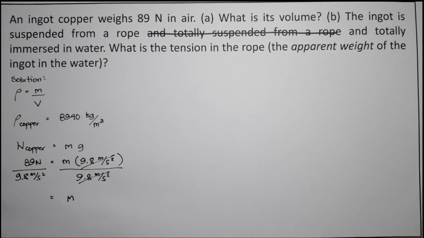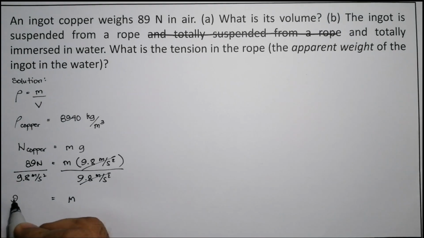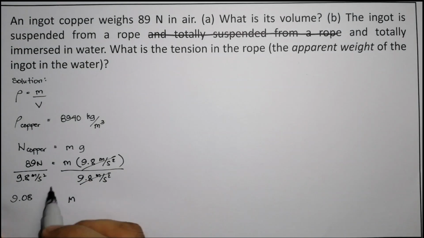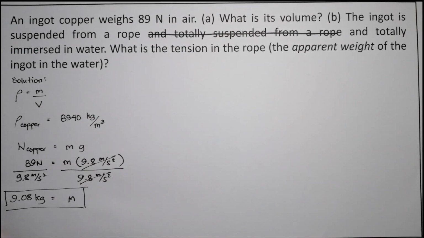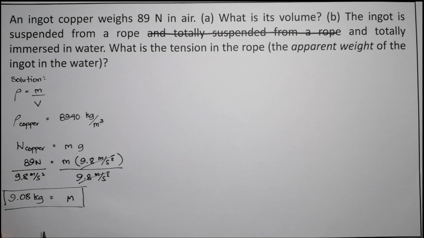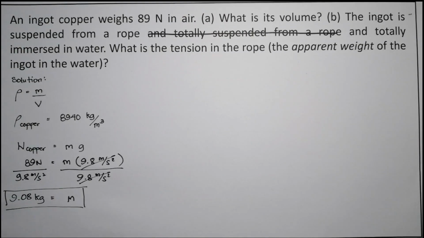So mass is now equal to 89 divided by 9.8. We get 9.08. Since this is mass, this will be in kilograms. So we have the value of the mass. Since we already have the mass, let's substitute the density of copper and the mass of copper into the formula for density.